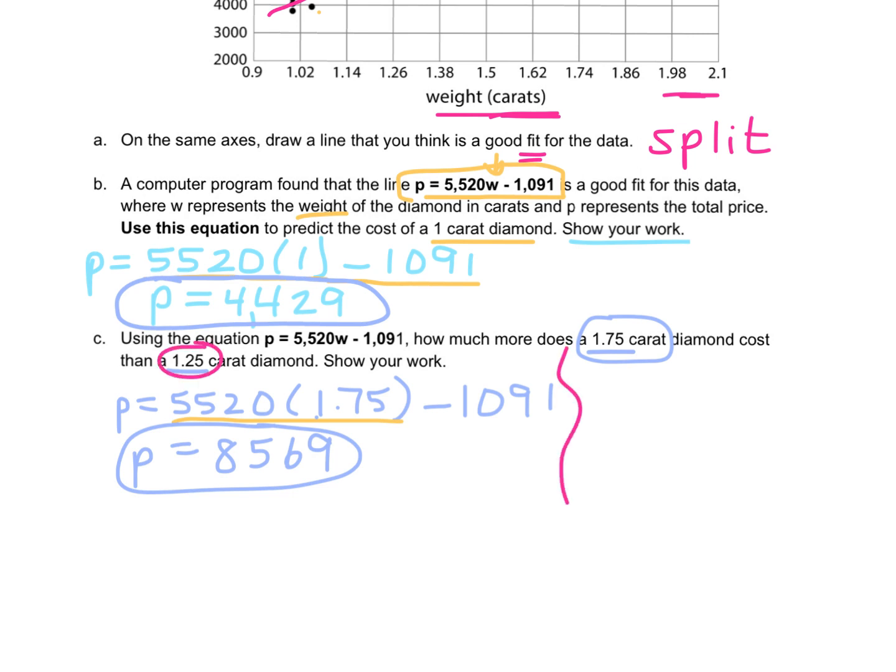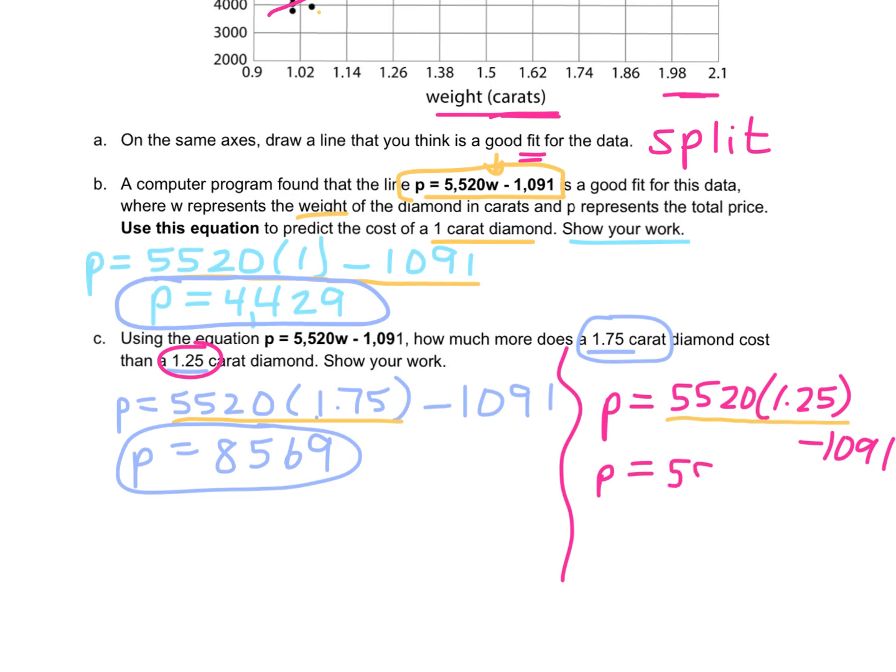Next I'm going to do the 1.25 carat diamond. So I'm going to put that one over here. P equals 5,520. And now I'm substituting in for the W, the 1.25, and then I'm going to subtract 1,091. I'm going to multiply first 5,520 times 1.25 and then subtract 1,091 from that. And that gives me 5,809 for the 1.25 diamond.